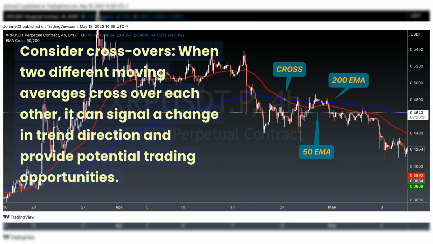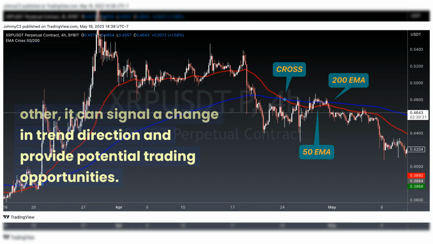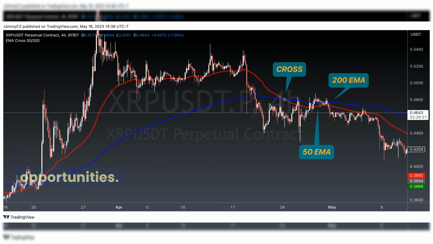Consider crossovers. When two different moving averages cross over each other, it can be a signal that a change in trend direction has occurred, and it could provide a potential trading opportunity.